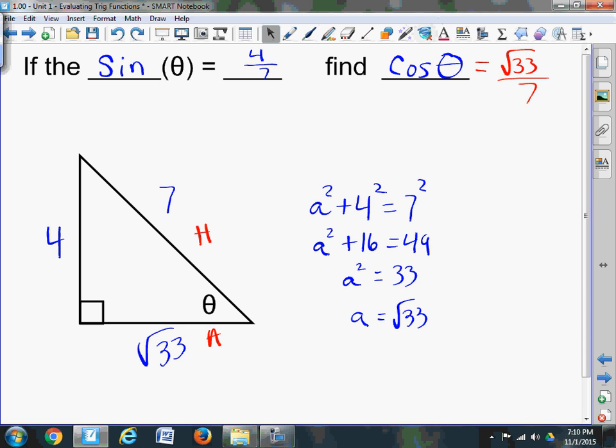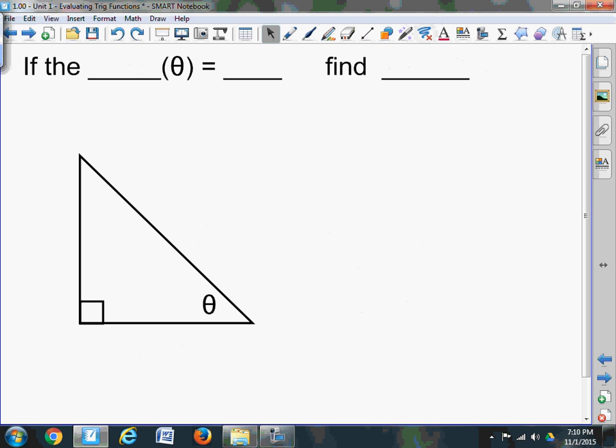All right, so if the cosine of theta is equal to 11/17, find secant of theta. All right, so cosine is 11/17. Well, secant's just the reciprocal. I shouldn't even have to set this up. It's going to be 17/11. Right, secant's the reciprocal of cosine.